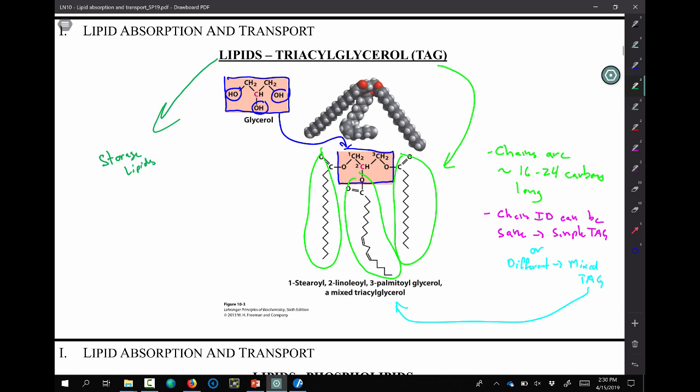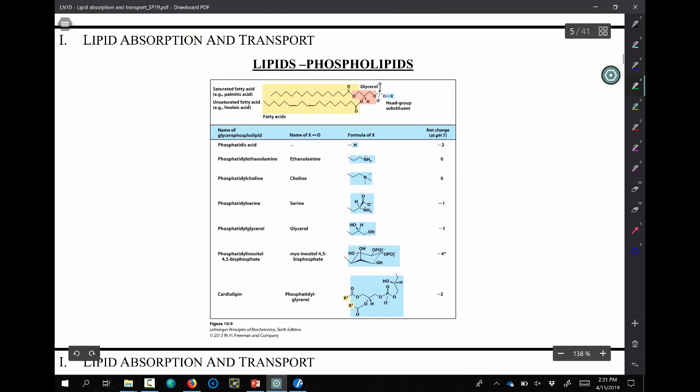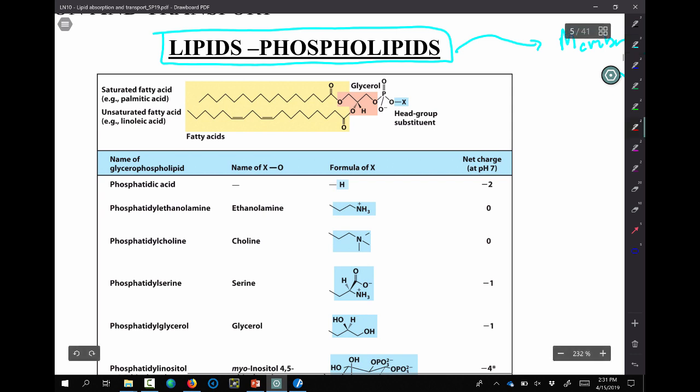All right, so that's the first class of lipids. The second class of lipids would be phospholipids. Certainly, we have these in our diet, but these would be considered membrane lipids. Sphingolipids would be a part of the phospholipid family. They play important roles in membranes. Let's go ahead and look at this, though. This would be an illustration of what our phospholipid would look like.